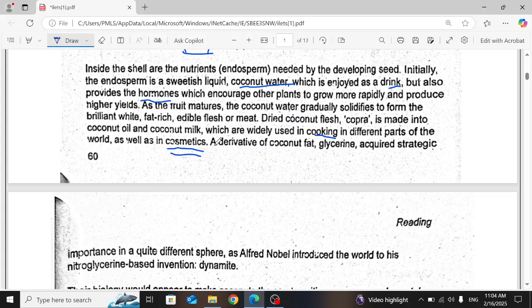another question. A derivative of coconut fat, glycerin, acquired strategic importance in a quite different sphere as Alfred Nobel introduced the world to his nitroglycerin-based invention, dynamite. So a derivative or byproduct of coconut fat, glycerin, is used in dynamite. So this is the answer to the third question. So hormones, cosmetics and dynamite. Let's write them in the answer section.